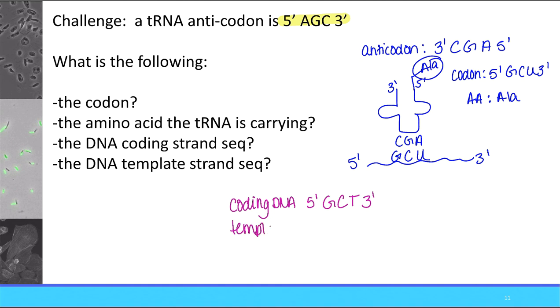Now our template, we can use our DNA to figure that out using the idea of complementation and anti-parallelism. So G base pairs with C, C base pairs with G, and T with A. So just from one tRNA anticodon, we are able to figure out all of the other pieces that we need.